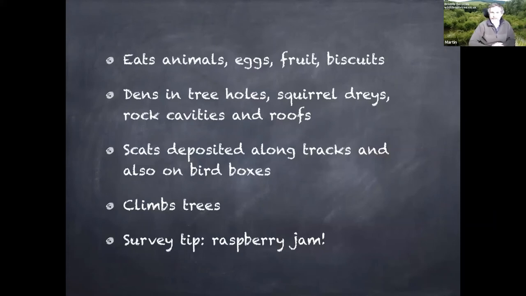The pine marten eats a variety of things, all sorts of animals, mainly small mammals, eggs, rabbits, fruit, even biscuits, if people put them out for them. They den in tree holes and squirrel drays and rock cavities and even in roofs. Many remote properties have pine martens denning in them, especially in areas like Ireland and Scotland. Scats are deposited along the tracks and also on tops of some bird boxes. Found them on top of golden eye boxes in Scotland as a general habit for them.